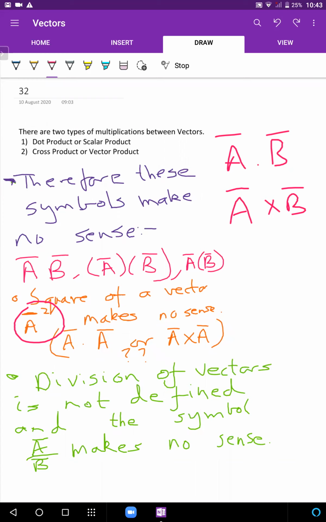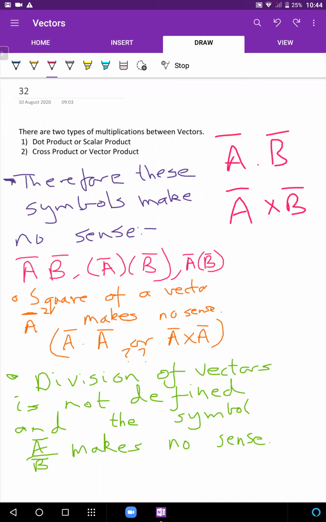You have the right to say that makes no sense, because square means multiplication with itself. The person needs to specify किस type of multiplication. As long as the multiplication is not specified, it makes no sense. So yeah, just by itself, square of vector A makes no sense.